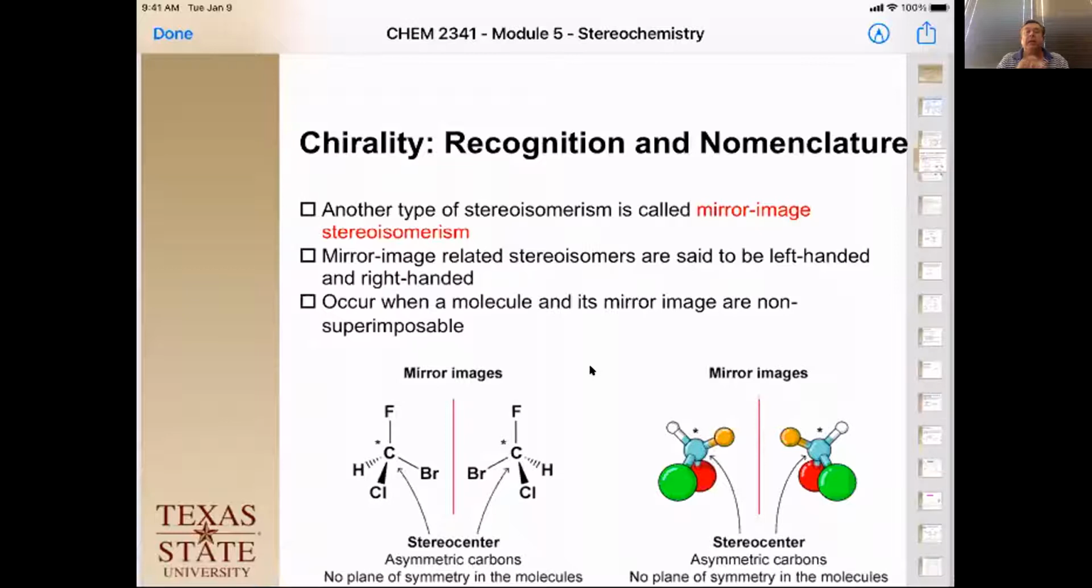Okay, so what you think about is if you have two hands, then your hands are basically chiral because they are mirror images of each other. If you put your hand up against a mirror, they're mirror images of each other.